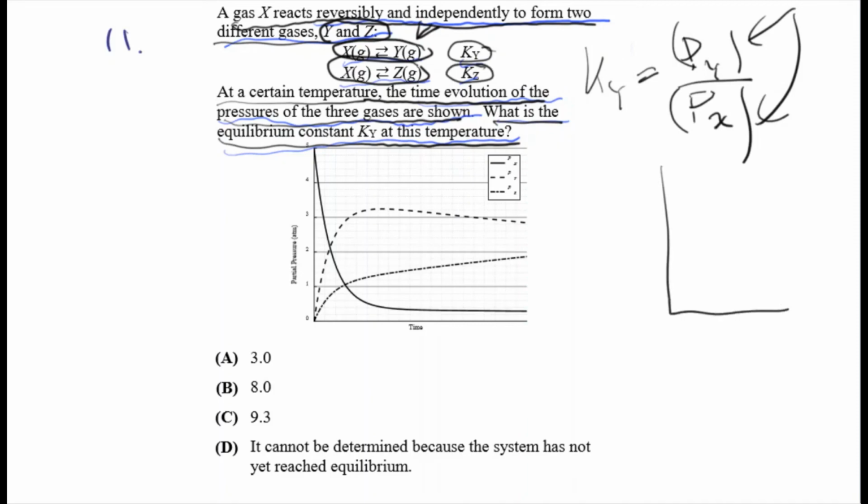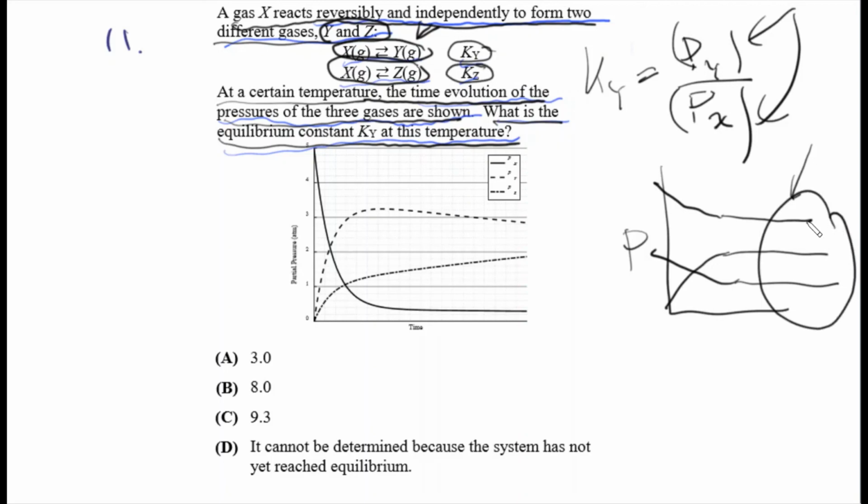Well, we can do that by looking at a graph and seeing that the partial pressures flatline. And the moment that these partial pressures flatline is the moment when the concentrations are not changing. And when they're not changing, this means that the reaction has essentially stopped and that the forward and backward reaction rates are equal and they kind of just cancel out. So we want to see this, and these would be the equilibrium pressures, and we would just plug it in here to get an answer.